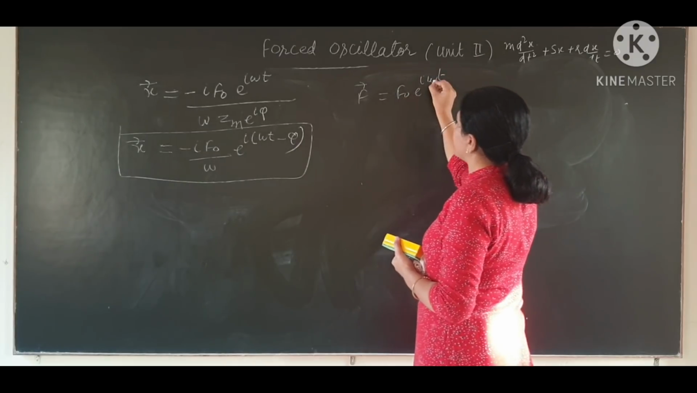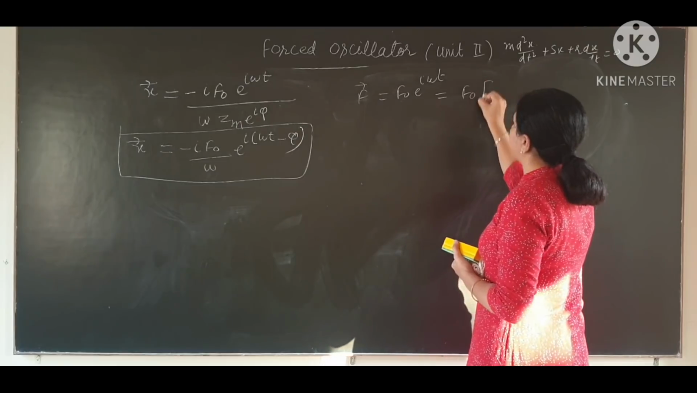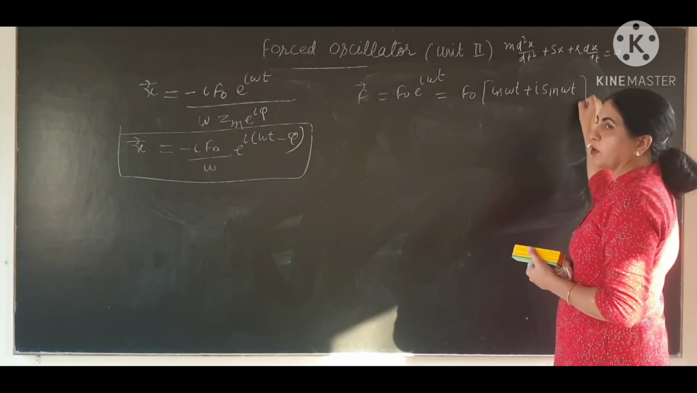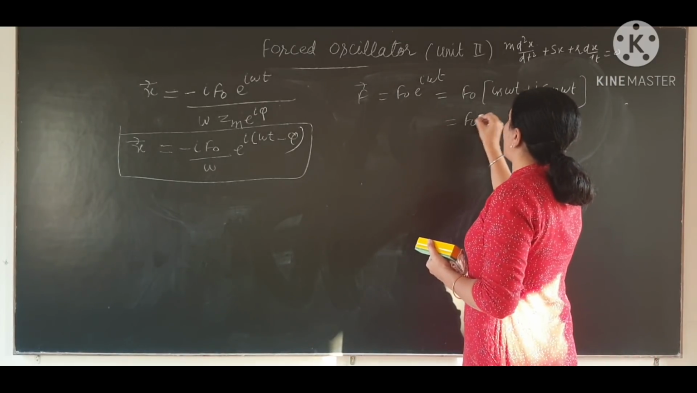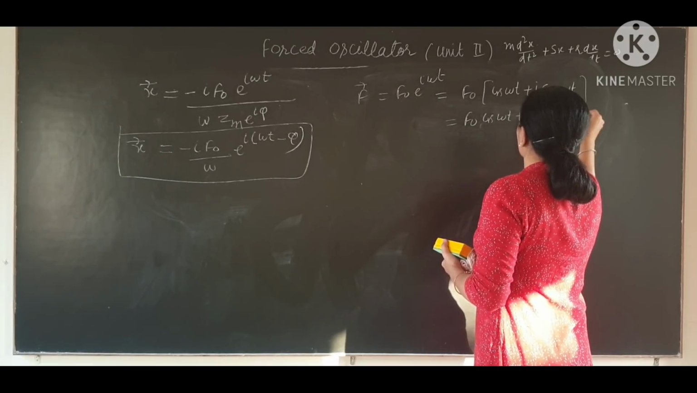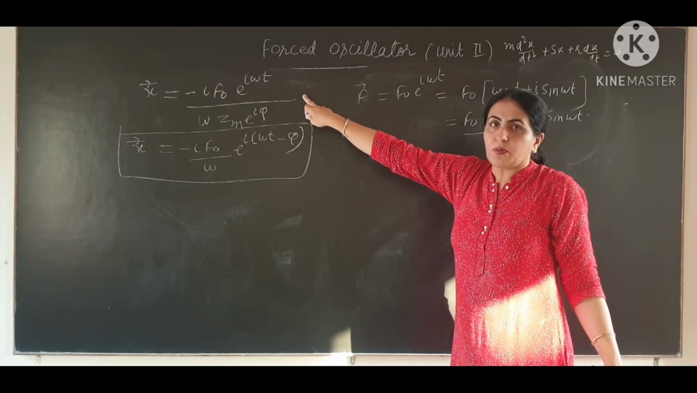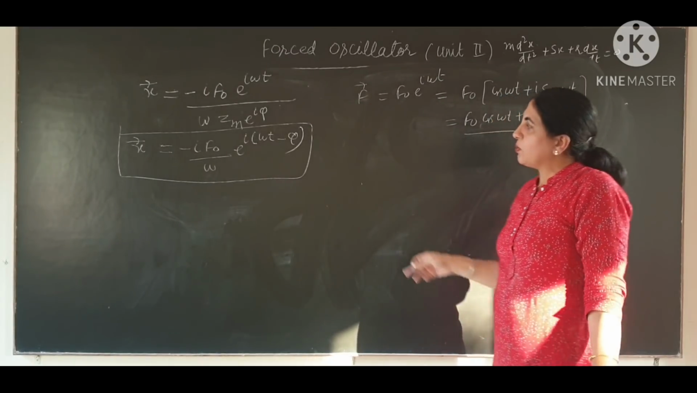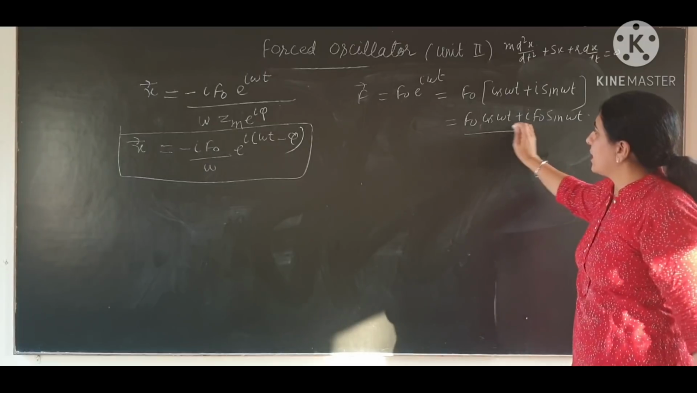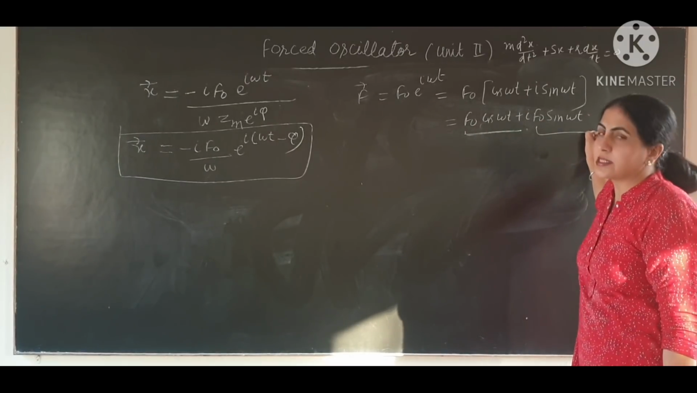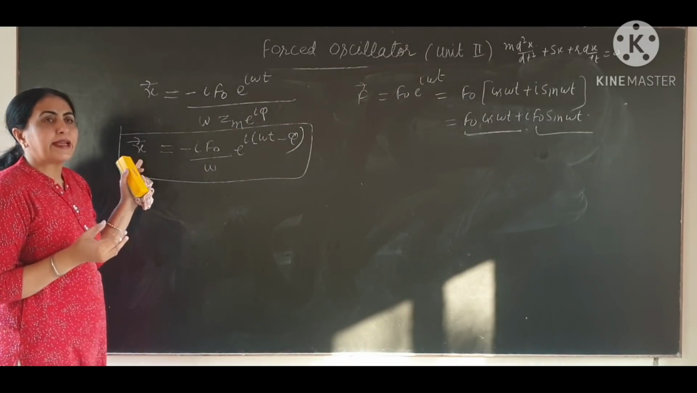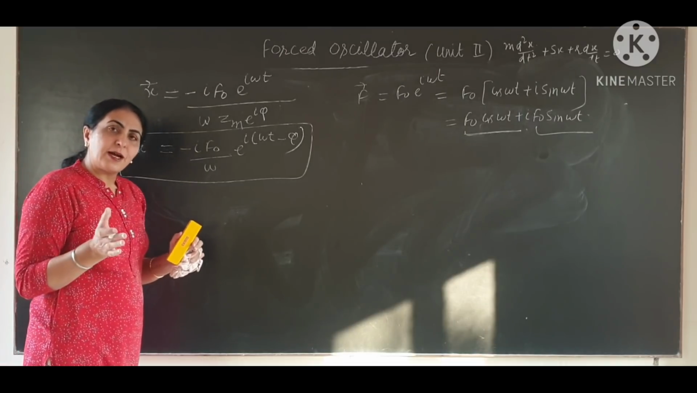So instead of F naught e raised to iota omega t, you can put F naught cos of omega t plus iota sine of omega t. So this is equal to F naught cos of omega t plus iota F naught sine of omega t. When you put the value of this, you will find the real part of force is this, and the imaginary part of force is this. Similarly, you can find out the real part of displacement, because x is the displacement in the mechanical oscillator.